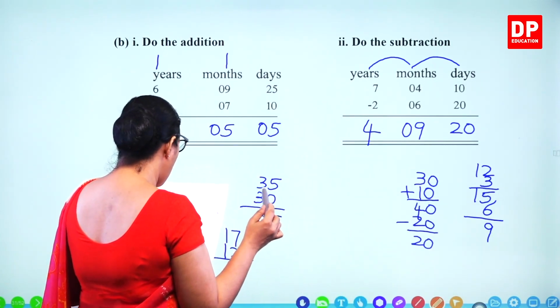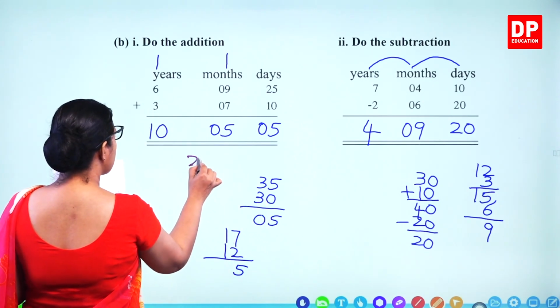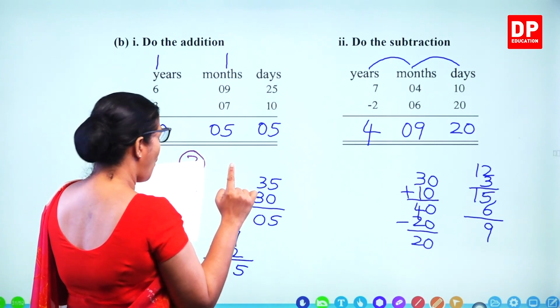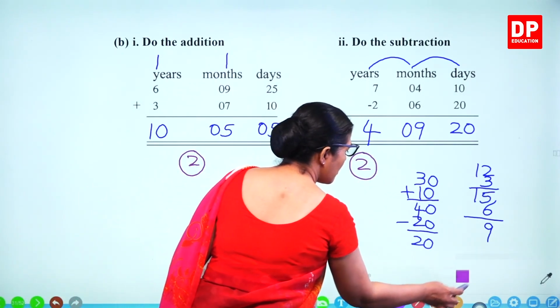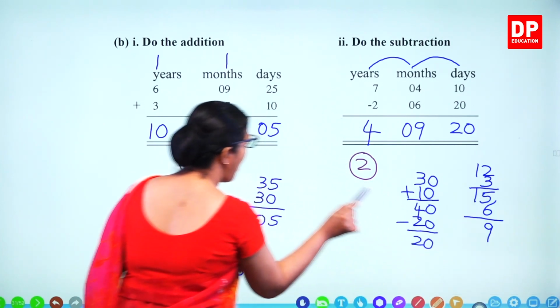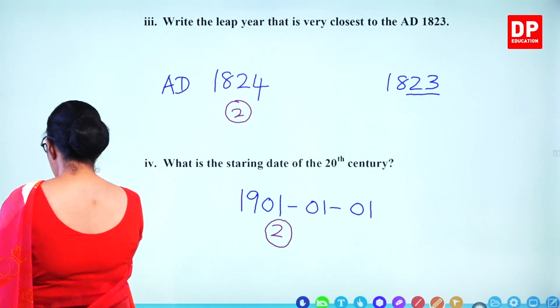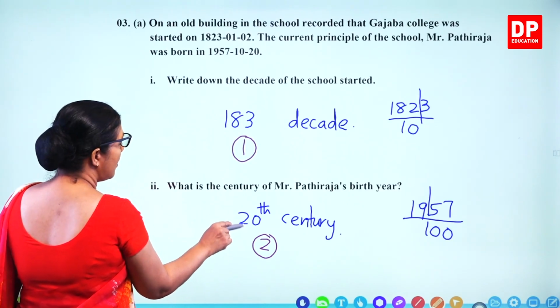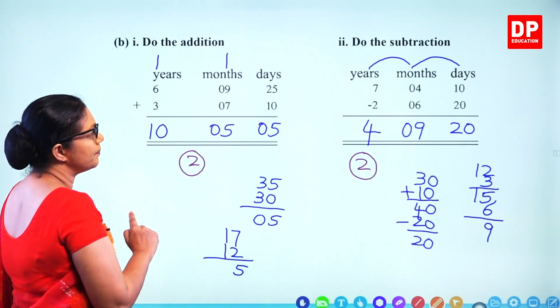So how many marks are you getting? 10, 5, 5, 2 marks. 4, 9, 20, 2 marks. So we gave 11 marks. 4 here and 4, 8, and 3, 11 marks for that question.